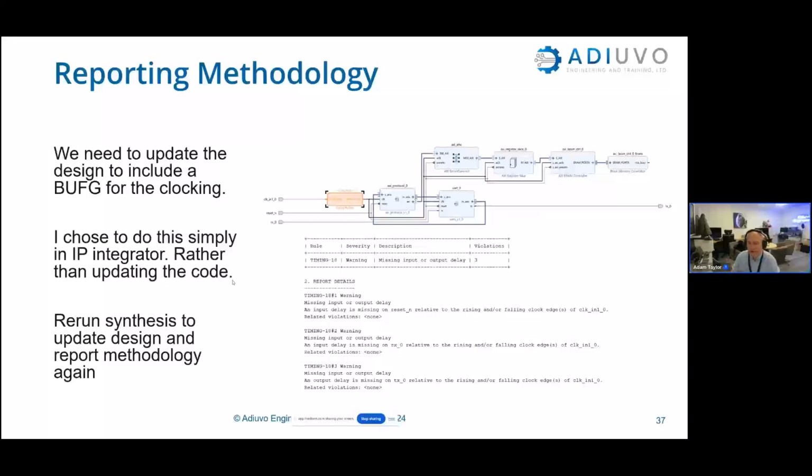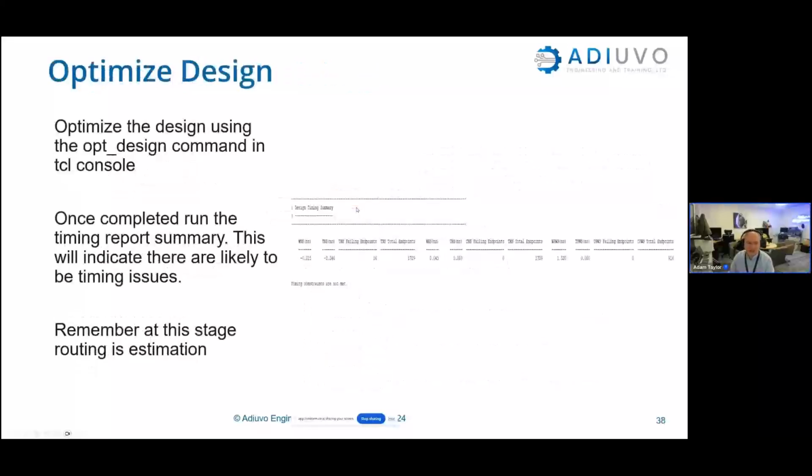Run through the synthesis again, run the report for the methodology, and we can see this time that we've got I/O timing issues, but now we've got a buffer in there. We could have put this in the clocks, we could have put this in the RTL, and that would have been fine. But it makes more sense to show the concept here in the IP integrator, just to teach us to make sure that we put one in.